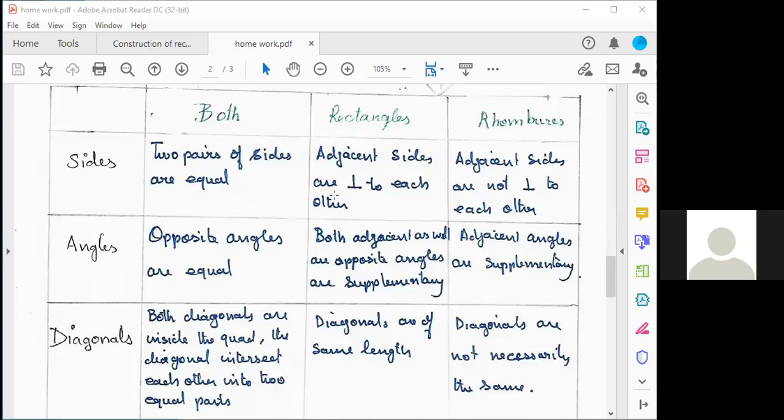Both diagonals are inside, and yes, they do intersect each other.